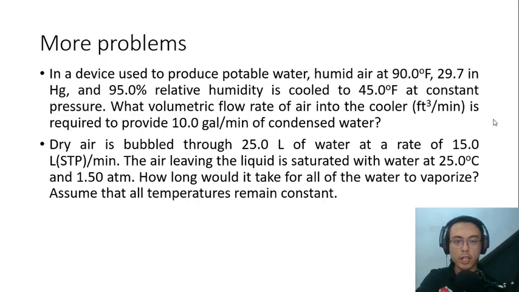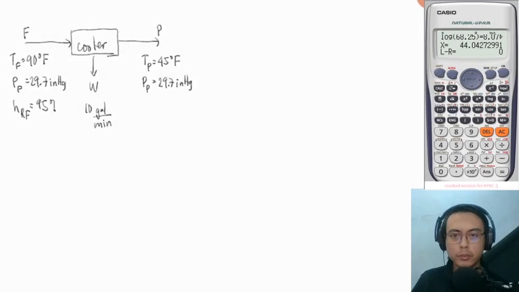So let me draw the given. Okay, here we have the given. So our unit here is a cooler, no? And in this cooler, it was explicitly stated that you have a condensate. In fact, you are collecting the condensate. Our condensate is 10 gallons per minute, and we want to find out how much flow rate of wet air into the feed do we need for us to produce 10 gallons per minute of fresh condensed water.